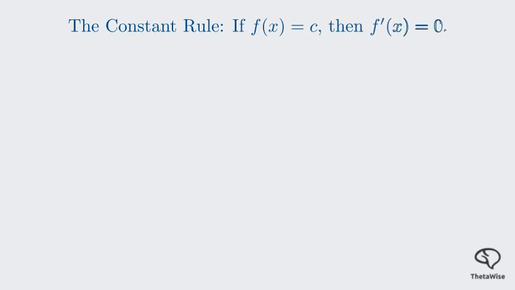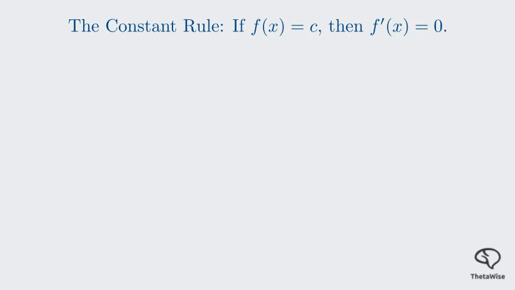The constant rule states that the derivative of any constant is 0. If f of x equals c, where c is any real number, then its derivative, f prime of x, is 0. Why is this true? Think about the graph of a constant function, like f of x equals 5. It's a horizontal line. The slope of a horizontal line is always 0.